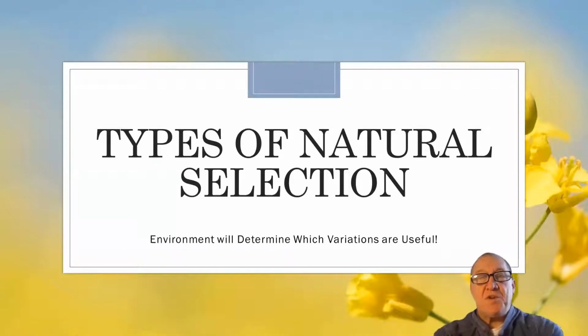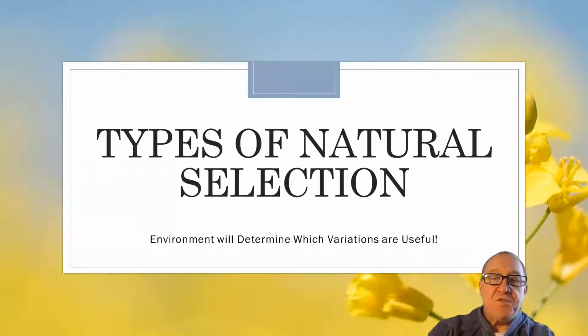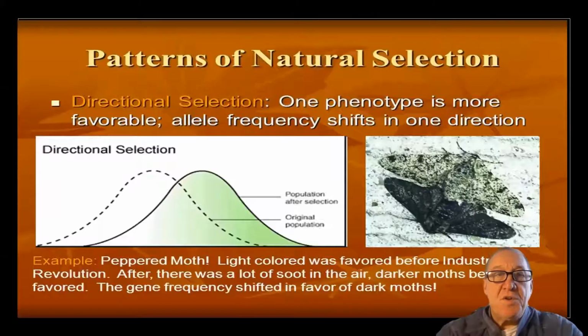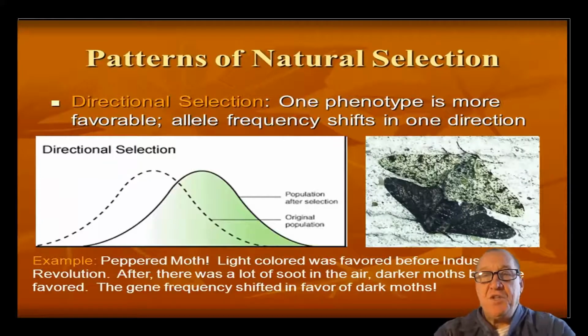So we're going to discuss 3 different types of natural selection. We're going to look at directional selection, then we're going to look at disruptive selection, and then something called stabilizing selection. So the first one is called directional selection. In directional selection, one phenotype is more favorable and the allele frequencies shift in one direction.